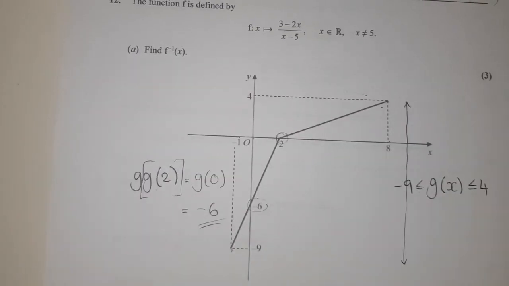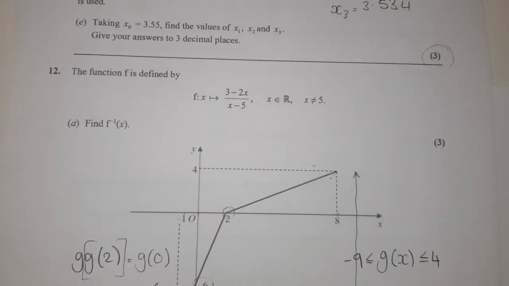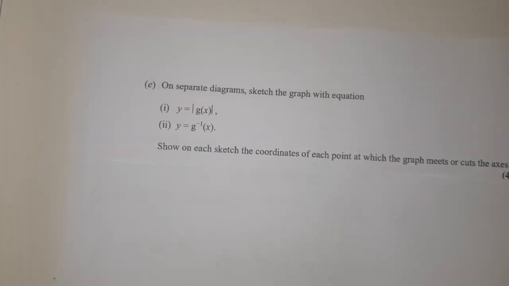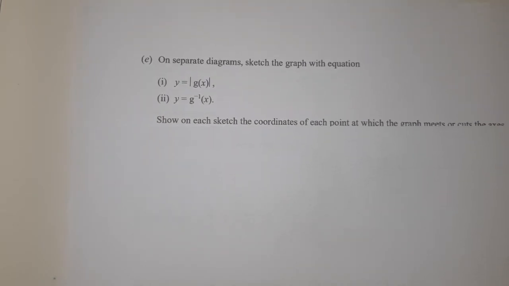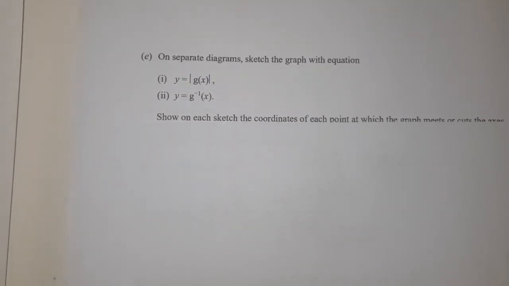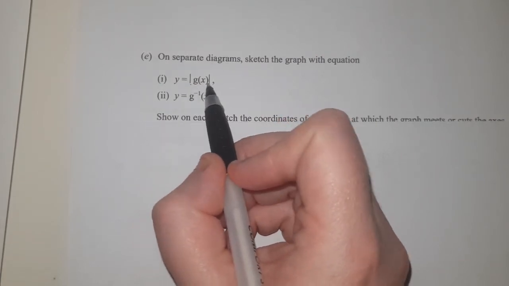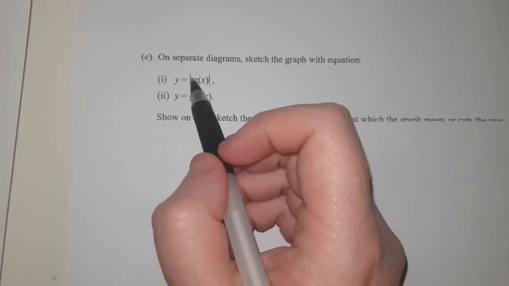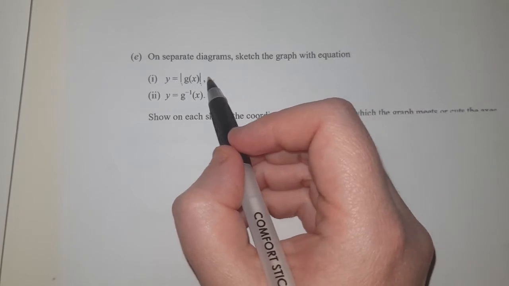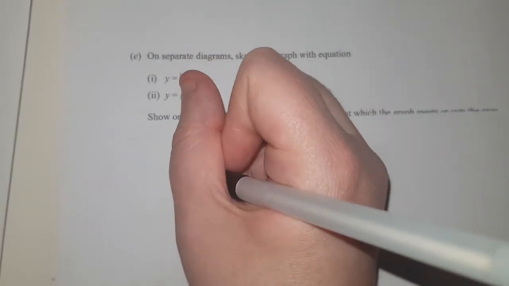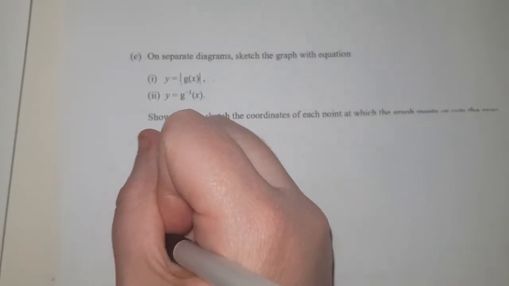Okay, next one. Are we still on this question? We really are. Right, okay. So this one's a bit of a long question. You've got part E. We want to draw on separate diagrams these two graphs. Now remember, the modulus sign means that at no point can your graph go negative. Because I've not got anything extra outside moving it up or down, it is just anywhere originally the graph went negative, we're going to make it positive again.